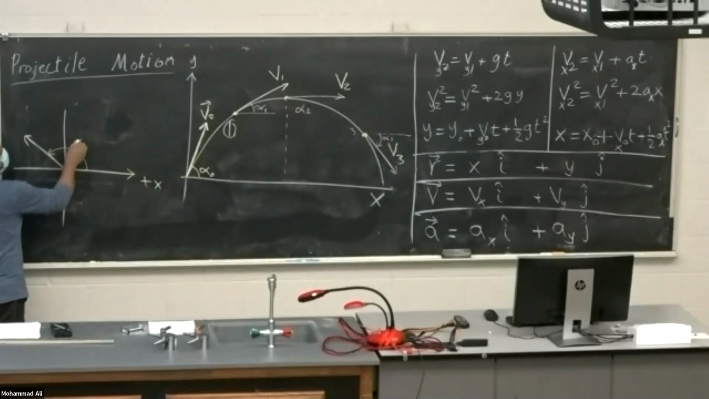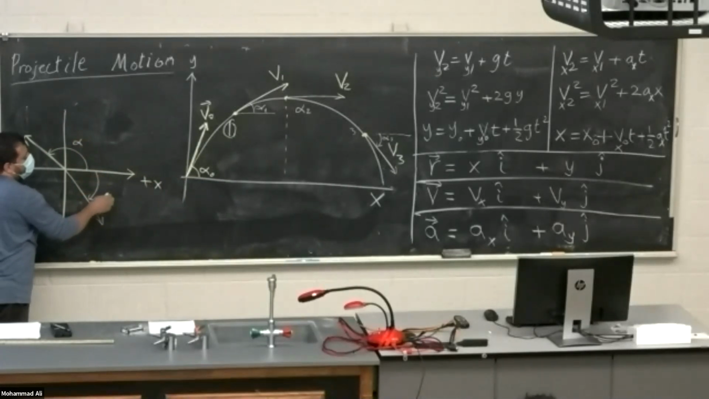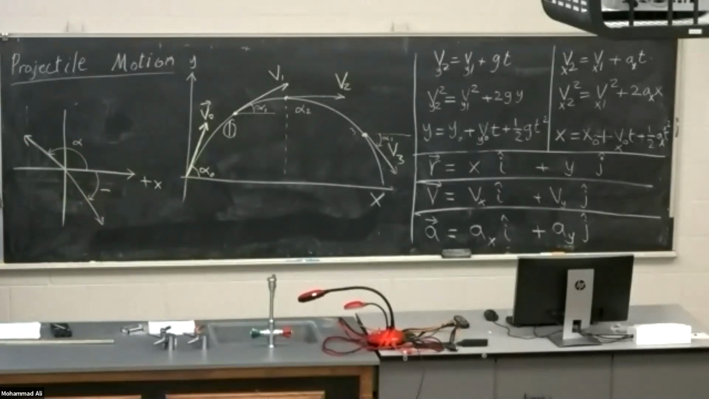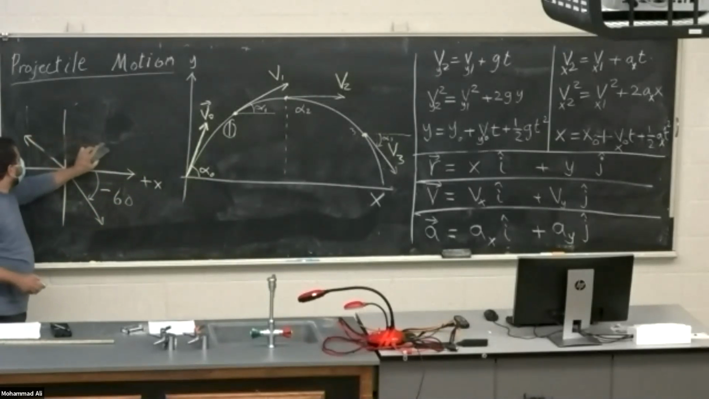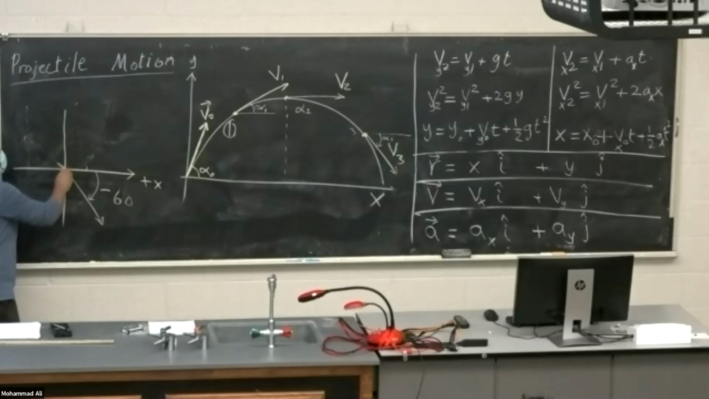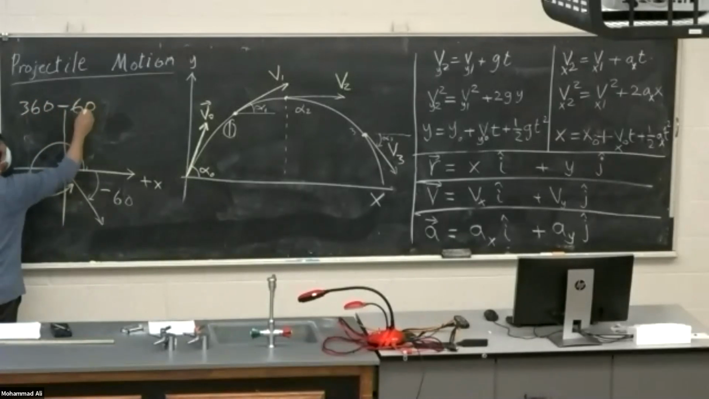This is my angle. What if my angle is here, my vector? Yes, you're right, you can tell me this is maybe minus 60. But in our solution, we need to measure this angle. How much is this? It is 360 minus 60, right? So it is 300.